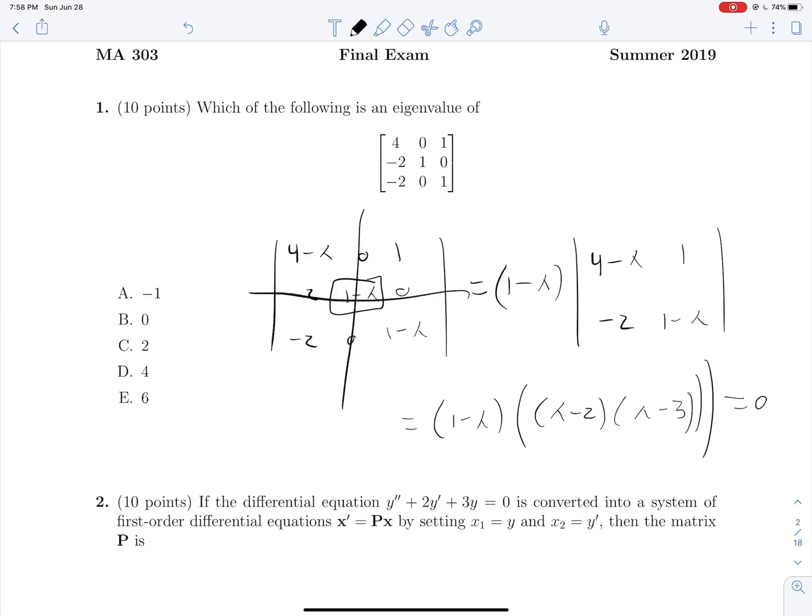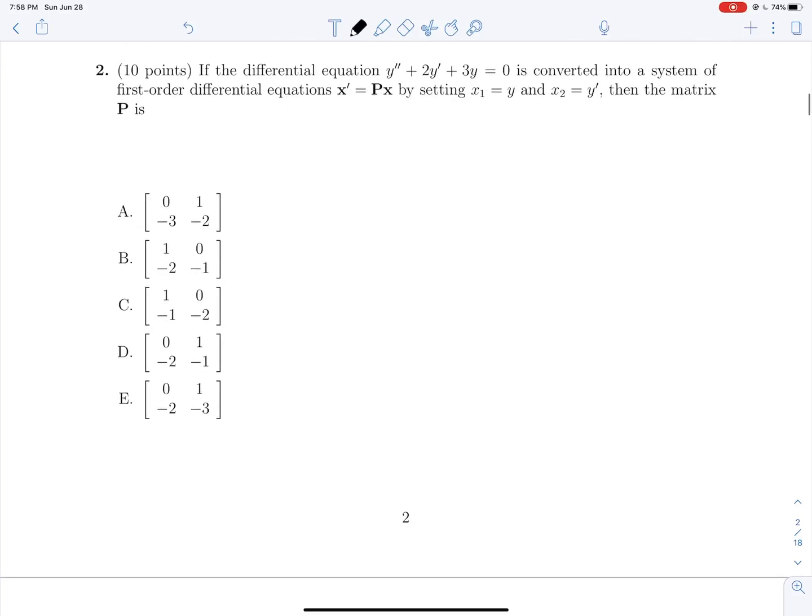Okay, so here are our eigenvalues. We have lambda equals 1, 2, and 3. So C is the only answer that actually has that eigenvalue. Well, you know what I mean. 2. There we go. Question 2.